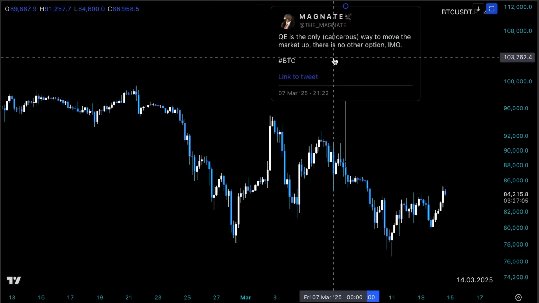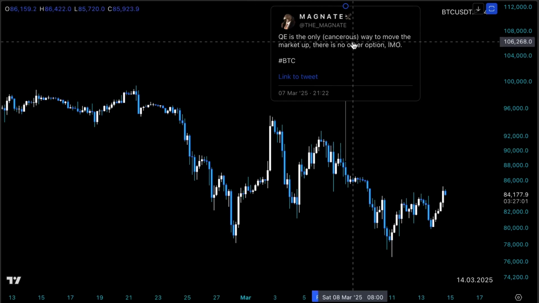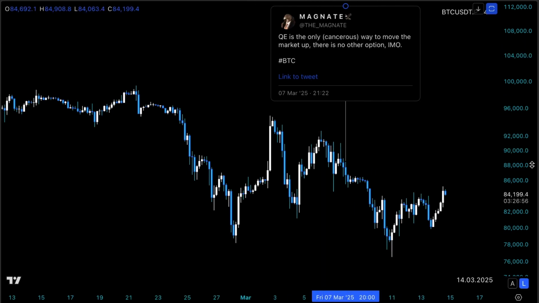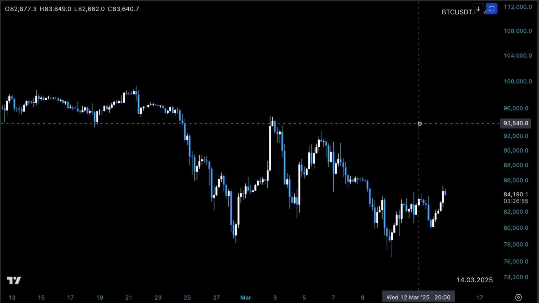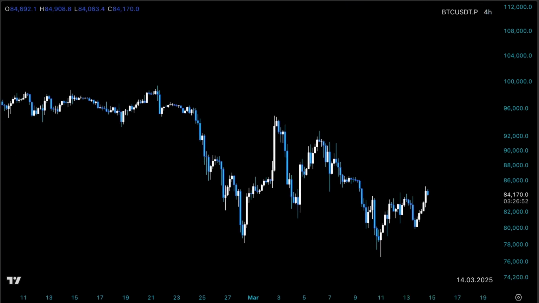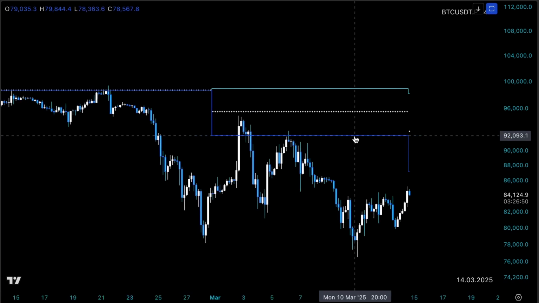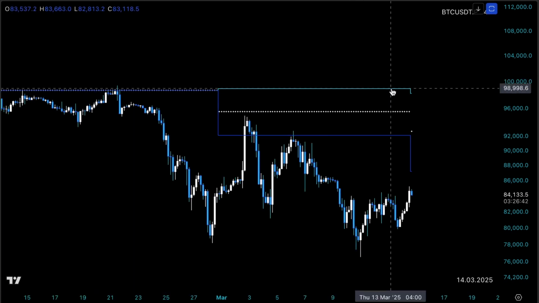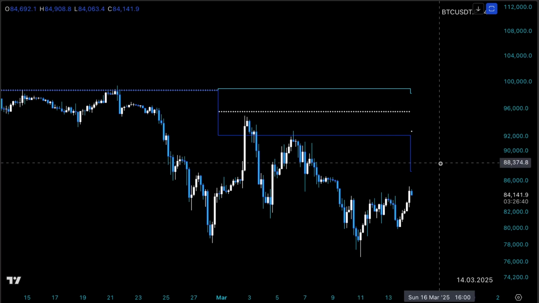And I made another warning actually, QE is the only cancerous way to move the market up, and there is no other option in my opinion. So as you can see, I'm trying my best to warn you again and again, over and over. So as long as we're going to stay below this line, which is going to be below 98 and $100,000, I'm expecting the price to go down.